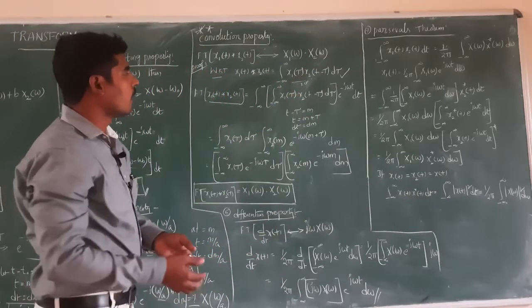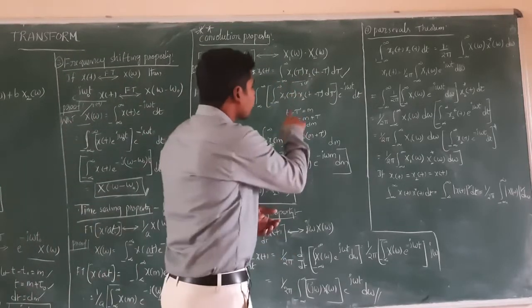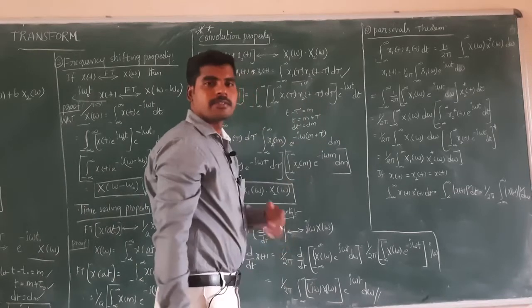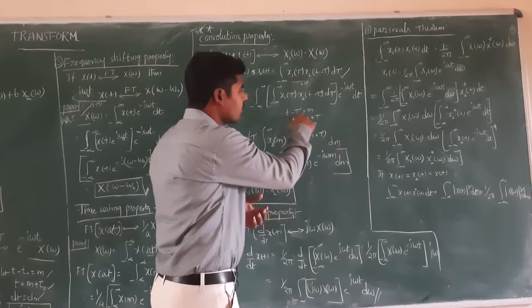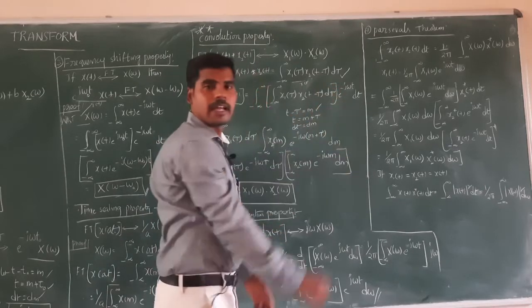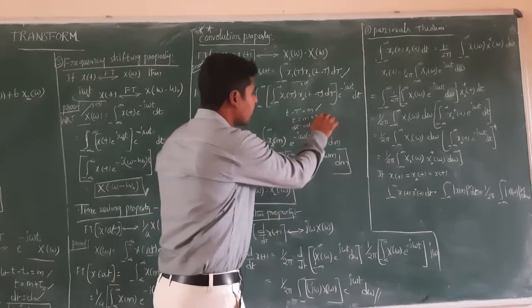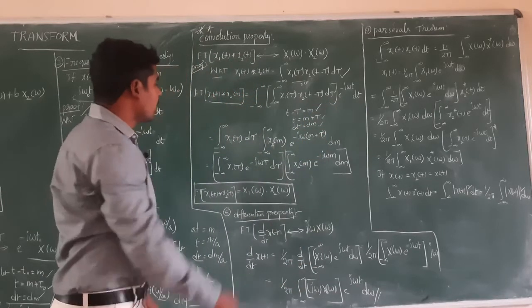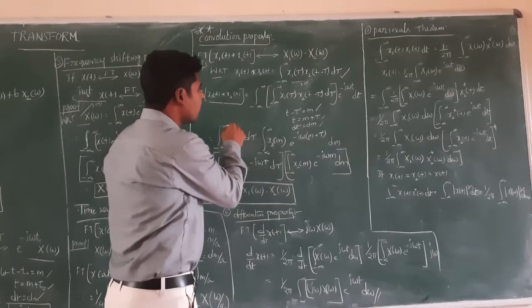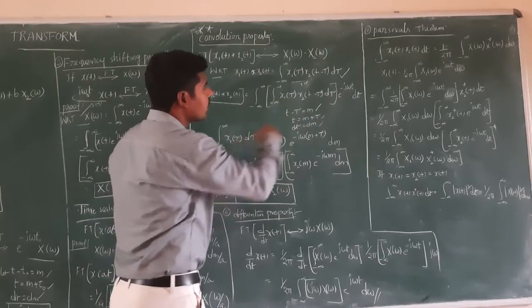Now here also same thing guys, here t minus tau is there, that's why I can make it into one format. Let us consider t minus tau is equal to some variable m. After that t is equal to m plus tau, dt is equal to dm guys. Now integral minus infinity to infinity x1 of tau into, here d tau is there.